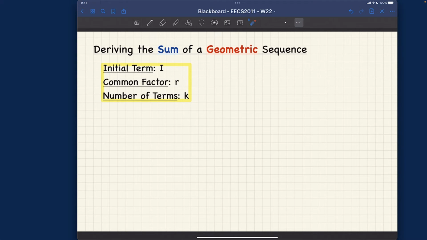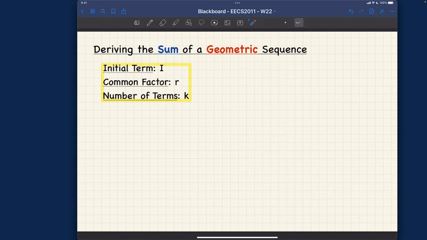Okay. So we talk about a geometric sequence, meaning that every subsequent term has some common factor compared with its previous term, right? Some common factor, as opposed to some common increment in the case of the arithmetic sequence. So let's say we have some initial term I, a common factor R, and the number of terms will be K.